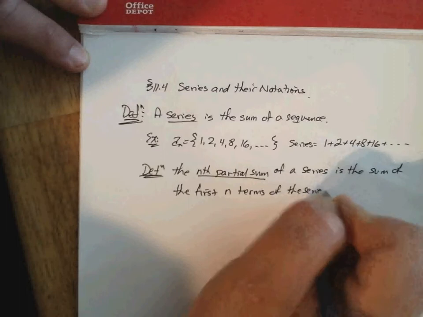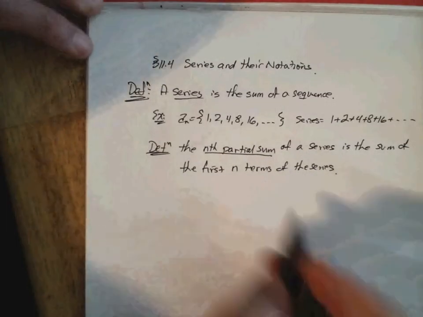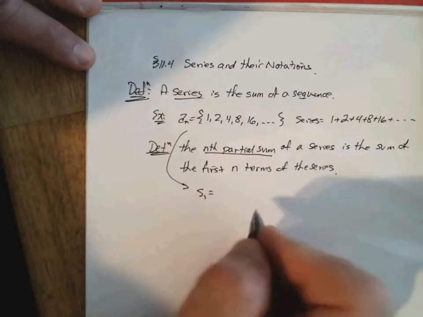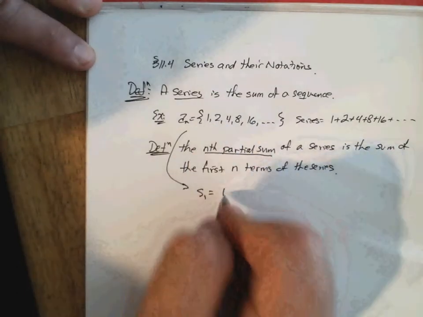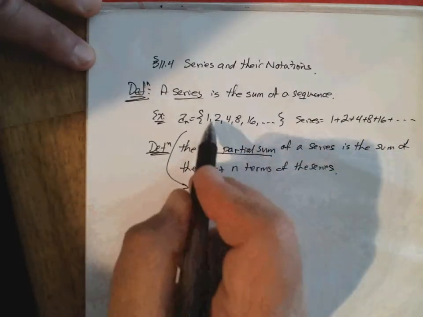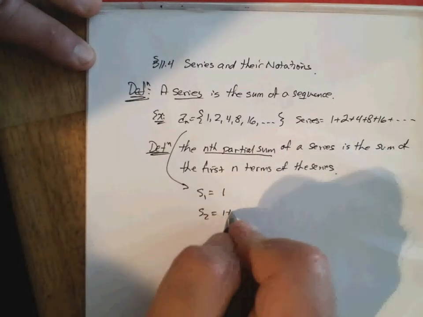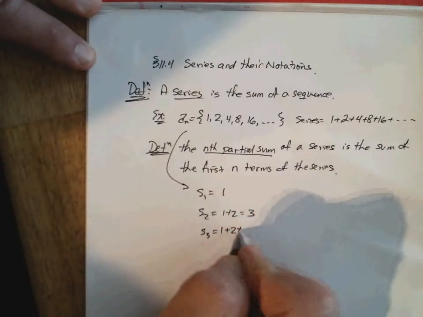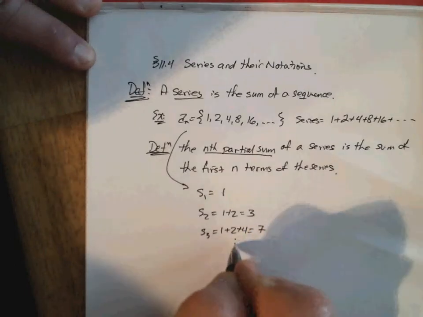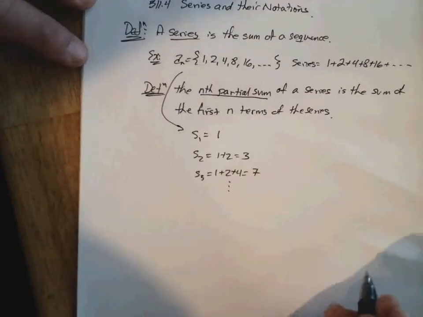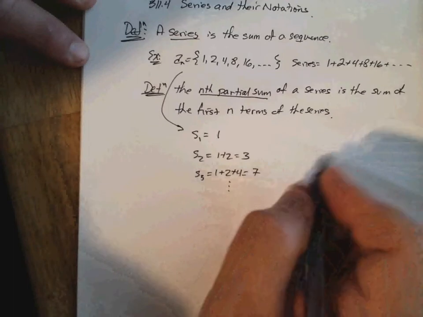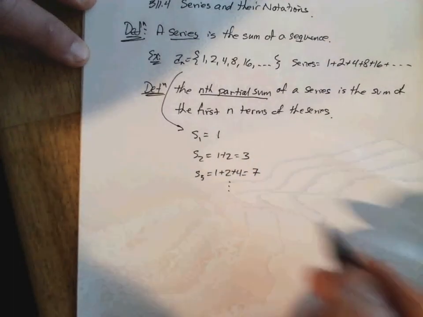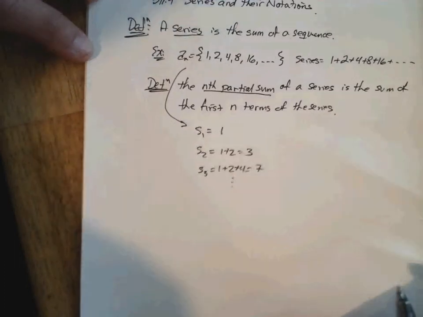So, for example, in this series up here, S sub 1, the first partial sum, would be the sum of the first term. S sub 2 would be the sum of the first two terms. S sub 3 would be the sum of the first three terms, and so on. And so, recursively, you just add the next term with the sum of the previous terms to get the next partial sum.